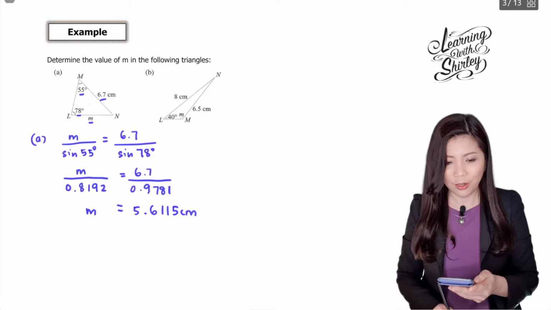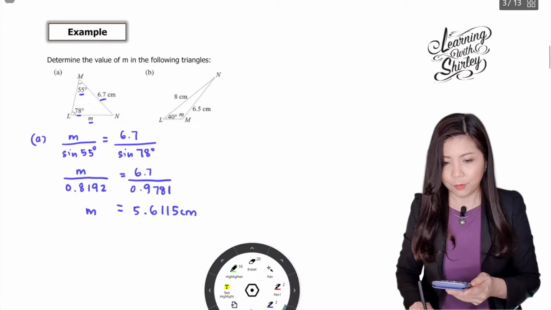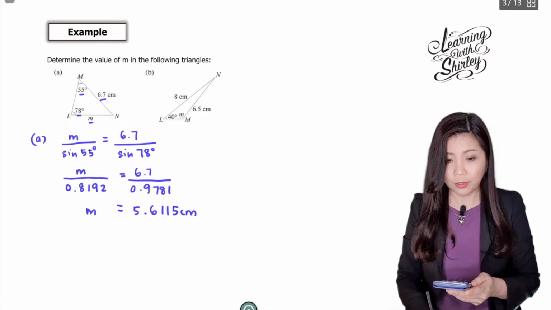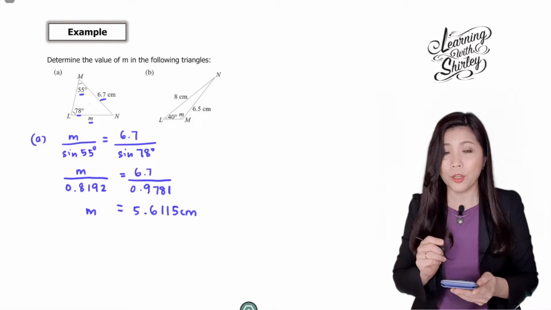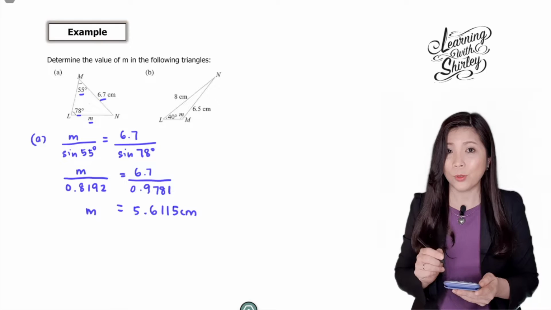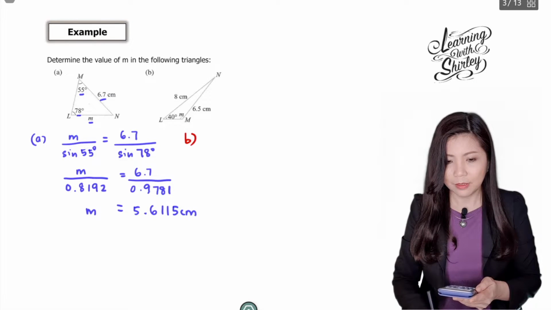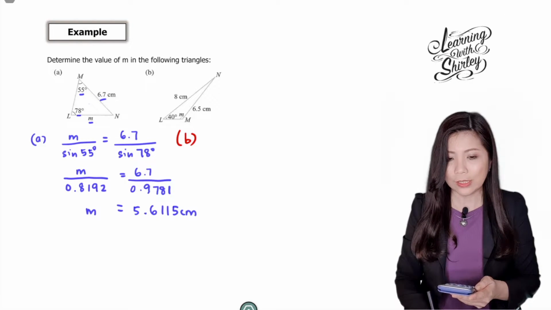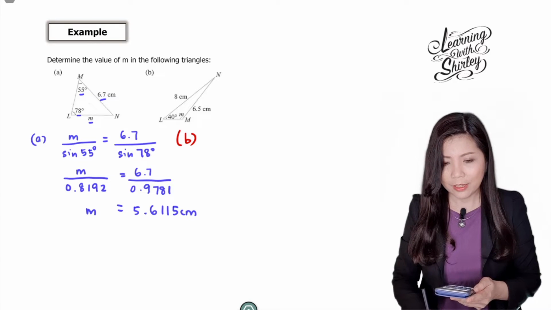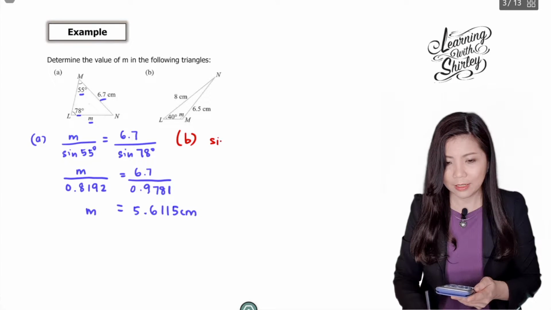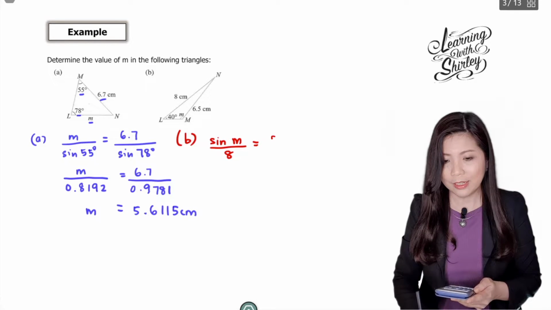Now let's try for B. For this one, m is an angle, so I'm going to use sine A over a equals sine B over b. So for B, I'm going to use sine m over 8 equals sine 40 over 6.5.